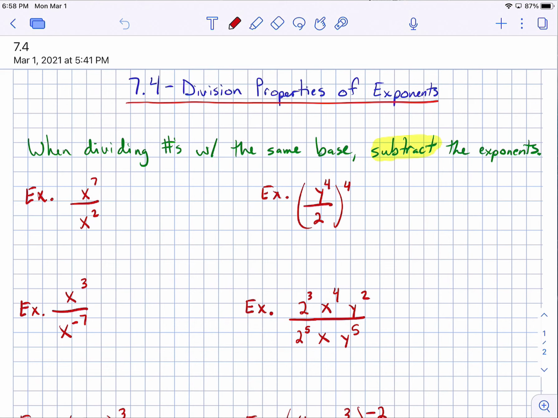All right, everybody. 7.4 is division properties of exponents. So remember back when we did 7.2, we did multiplication properties of exponents. We had to add the exponents. So here, when dividing numbers with the same base, we're going to subtract the exponents.